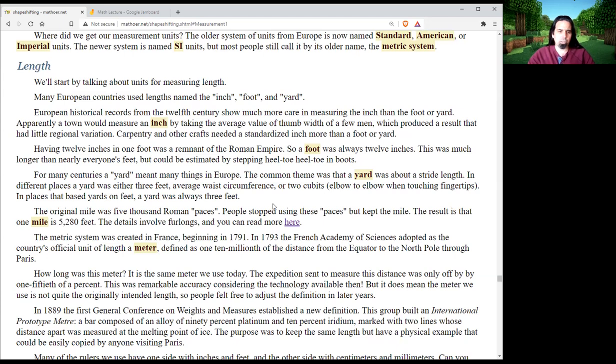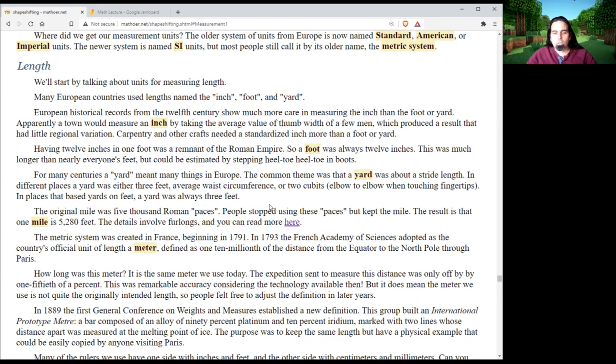It was about a stride length. It could be 3 feet, or the average belt, the circumference around the waist for people, or 2 cubits. So if you touch your fingertips together with your elbows out like wings, the distance between those 2 elbows is 2 cubits, right? Fingertip to elbow twice. In any case, it was about that way. And if yards were based on feet historically, then the yard was 3 feet, but that wasn't always true.